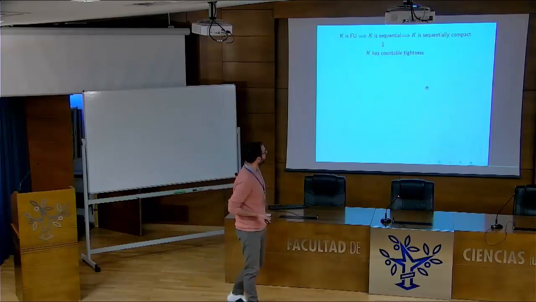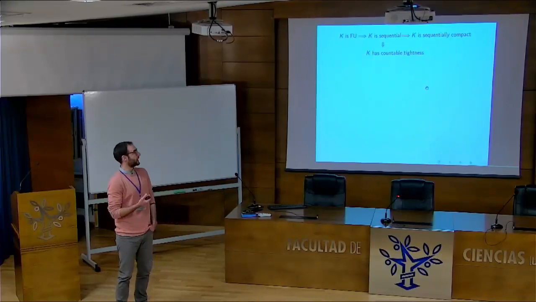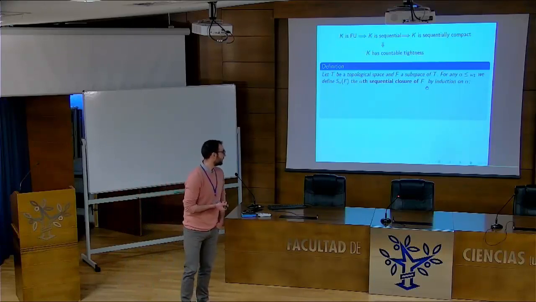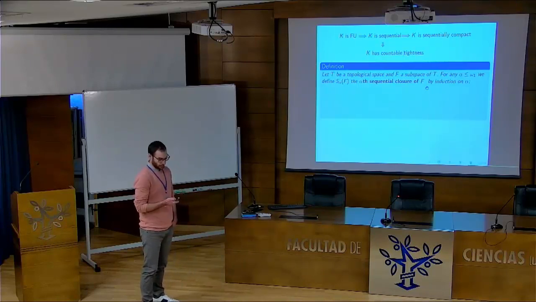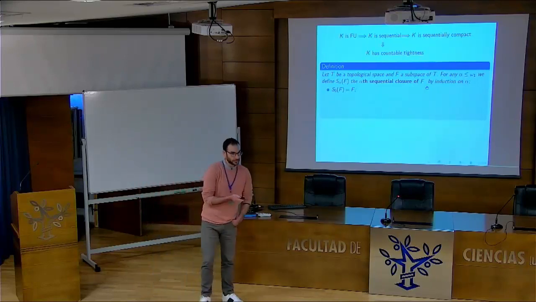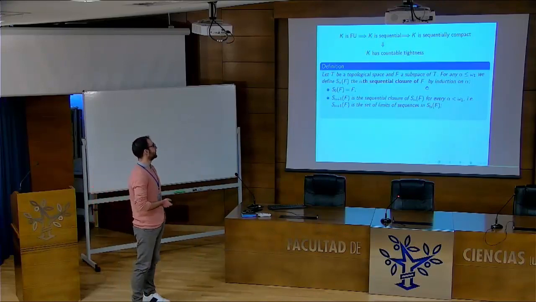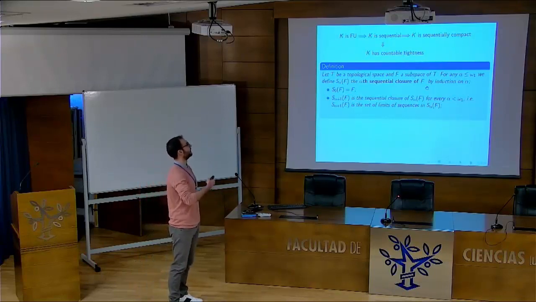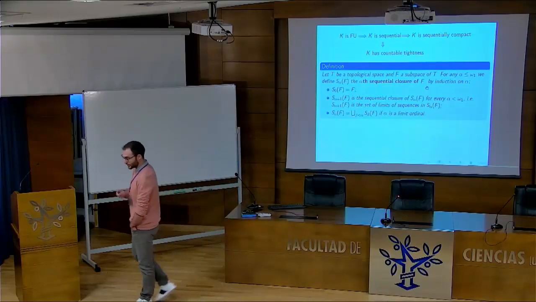And before going further in the discussion about these properties, let me introduce a quantitative version of sequentiality. Suppose that we have a topological space T and a subspace F of T. Then we can define the alpha sequential closure of F by induction on alpha, where alpha is just an ordinal. First we take the set F. Then S1 of F is the set of limits of convergent sequences in F. In general, for any successor ordinal, we take the previous set and take the set of limits of sequences. And for limit ordinals, we just take the union of the previous sequential closures.